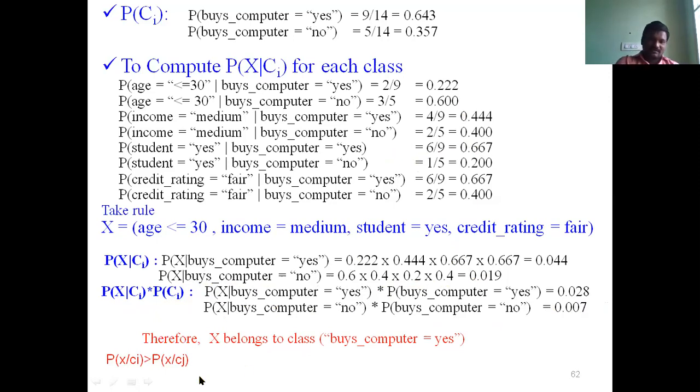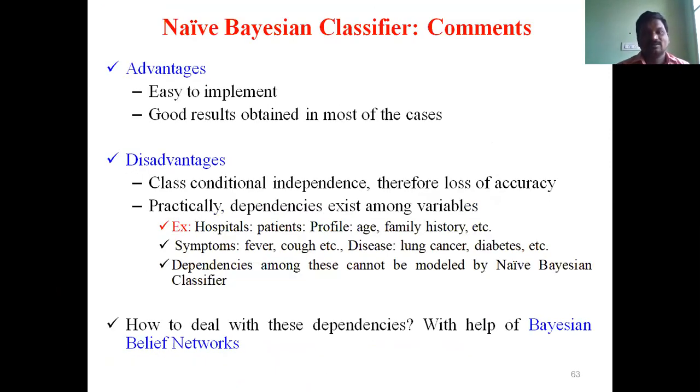Yes. Here, based on probability of X given Ci greater than or equal to probability of X given Cj. The X by Ci value is always greater than or equal to the Cj value in this case. That means in this case all the Cj values are smaller, that's why this is a Naive Bayesian classification.